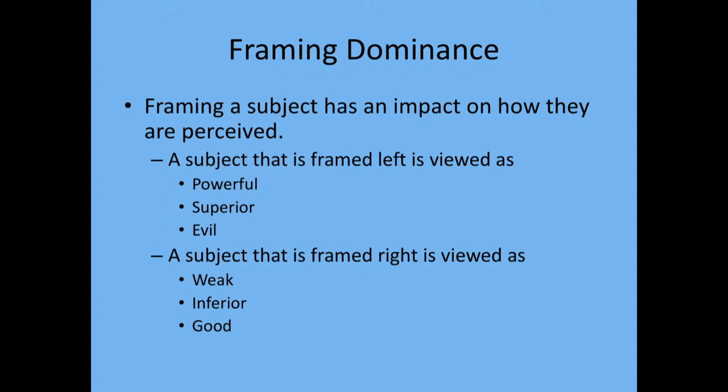So just think of that in terms of importance. A subject that is framed left is viewed as powerful, superior, can be evil. A subject that is framed right is typically viewed as weak, inferior, or good. So with that in mind, if a subject is framed top left, they are very, very powerful. If a subject is framed bottom right, they are very, very weak and inferior. So we can do that purposefully.